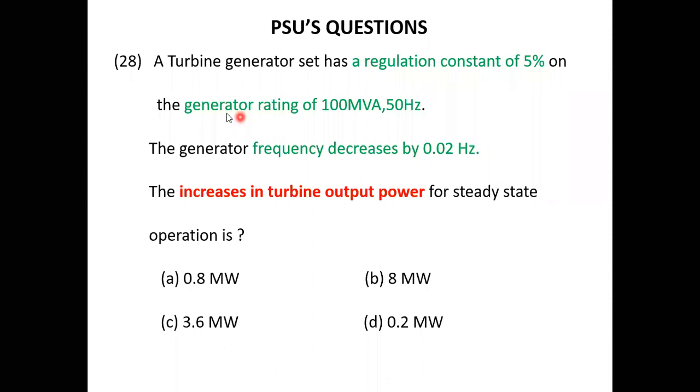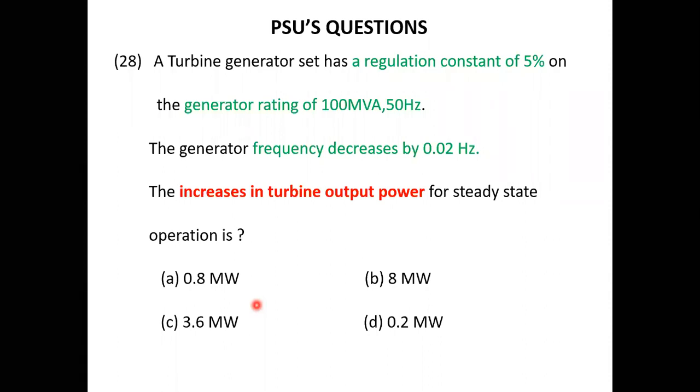Now let's try to understand the problem. A turbine generator set has a regulation constant of 5%. The generator rating is 100 MVA and 50 Hz. The generator frequency decreases by 0.02 Hz. Then the increase in the turbine output power for a steady state operation is? We have 4 options, and we need to pick one correct answer from these 4 options.